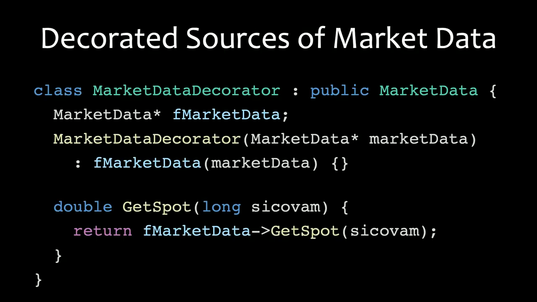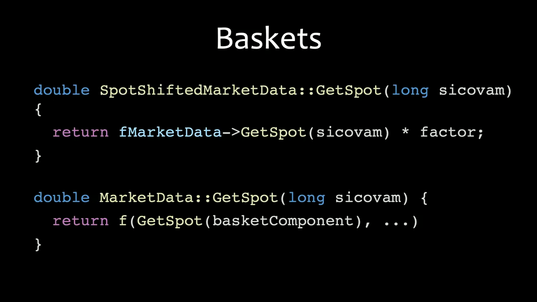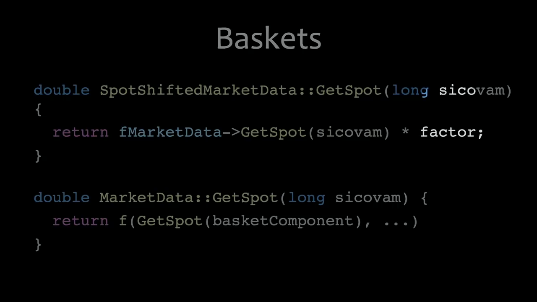And this is how they implemented the delegate. So they wrote the decorator as a derived class, and then they have the real object in there. And for the getSpot method, they just ask the getSpot method of the underlying object. Fair enough. And now, going back to the baskets where I started out initially, in this one derived modification here, they multiplied with a factor.